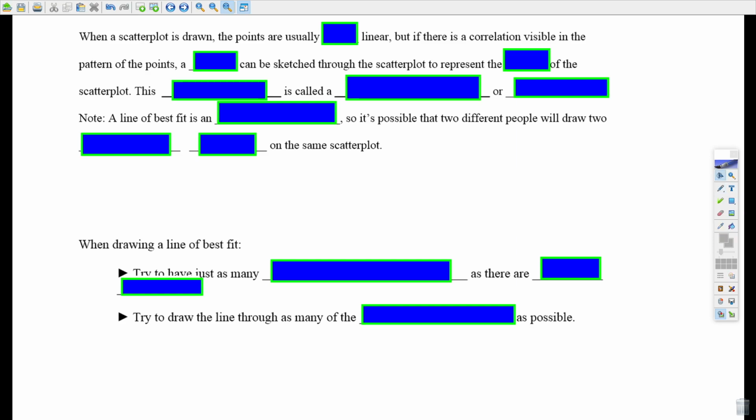We have some more fill in the blanks. So now we're going to talk about drawing something called a line of best fit. So in general, when a scatter plot is drawn, the points are usually not linear, which means they do not just make one straight line. Thus the word scatter plot, because they're kind of all over the place. But if there is a correlation visible in the pattern of points, so like if it's a positive correlation or a negative correlation, then we can draw a line. We can sketch a line through the scatter plot to represent the trend of the scatter plot.